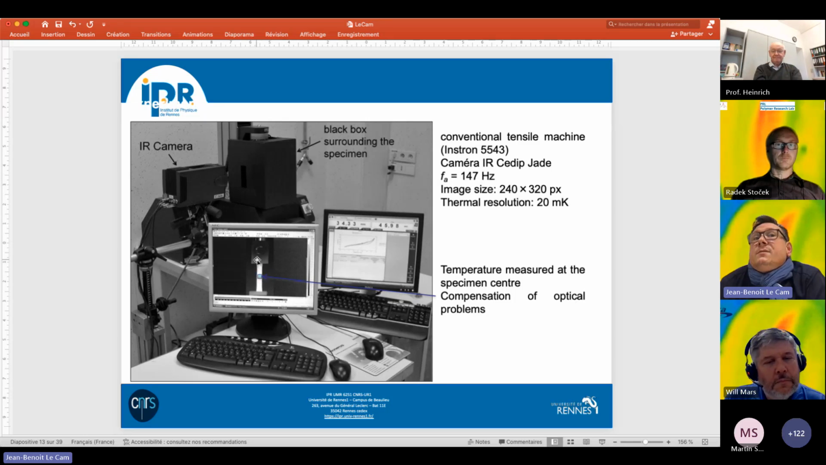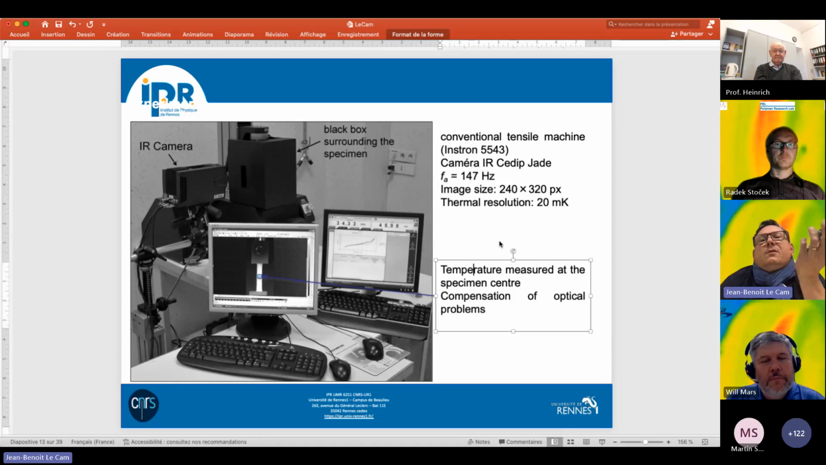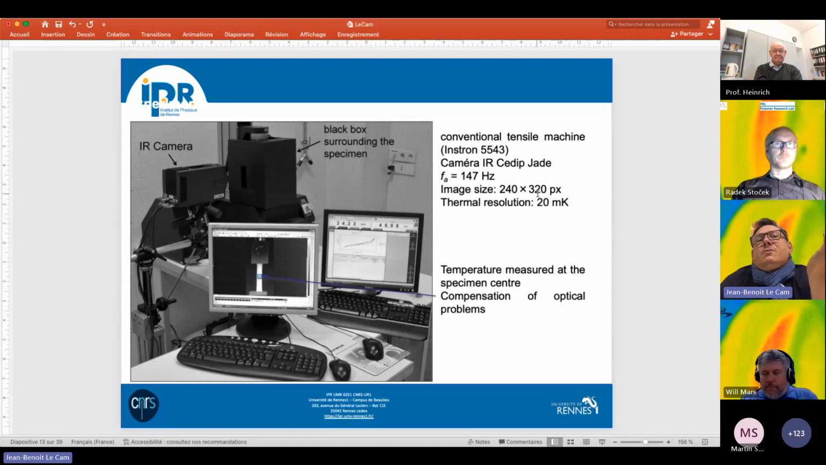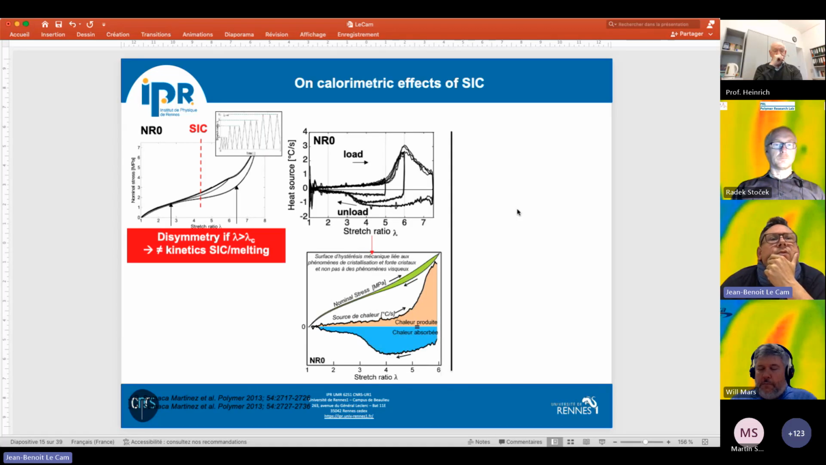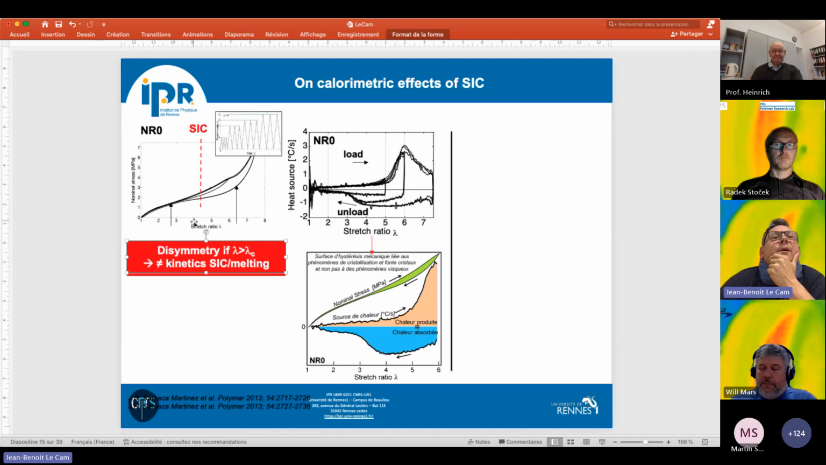And this is not a symmetrical test, so we track the zone in the middle of the specimen during the test, okay? And you have the resolution of the camera here and the thermal resolution here. Just for information, it's not really changing, as the temperature is assumed to be homogeneous. Okay, so first of all, I present here the response of the unfilled natural rubber. I recall that between a stretch ratio of 4 and 4.5 SIC starts, and then we observe a hysteresis loop, whereas at a stretch ratio equal to 2, for instance, there is no hysteresis loop.